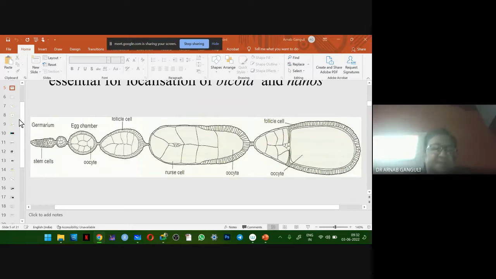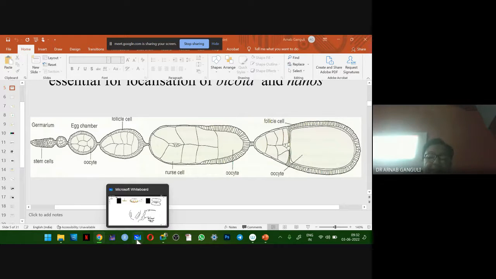Okay. So this is a Malpighian tubule which is present in all insects. You have the germarium. Here the egg development starts to take place. Then you have an egg chamber. Then the follicle cells are formed. This is how a mature oocyte is formed. So this is how the development takes place.